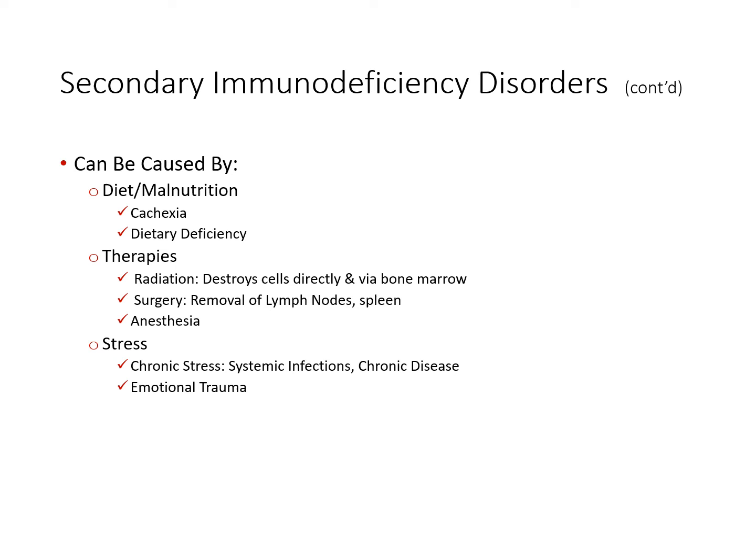Other causes for secondary immunodeficiency disorders. So your diet, malnutrition, cachexia is wasting syndrome, dietary deficiencies, things like therapies like radiation, surgery. We've talked about, you can live without a spleen, but that puts you at risk, right, for infections, and your immune system is not as strong. So going under anesthesia, all of that puts you to sleep, knocks you out. Your immune system is not functioning as well as it should be. Stress for sure, especially chronic stress, right? All of these could be considered secondary factors that can impact your immune system.